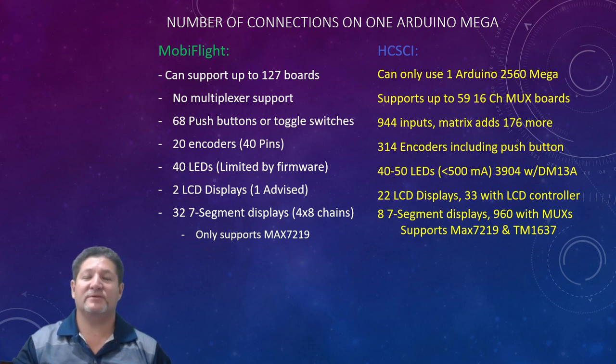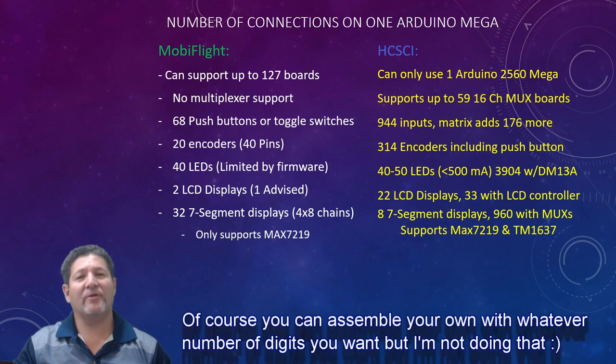One thing I forgot to mention: on MobiFlight, it only supports MAX 7219s. It does not support TM1637s. And so far, from what I've been able to tell, all the MAX 7219s that I have found only have 8 digits. So if you're only going to use it for something like the heading or the course on a 737, and that's only 3 digits, you're basically just wasting 5 digits.